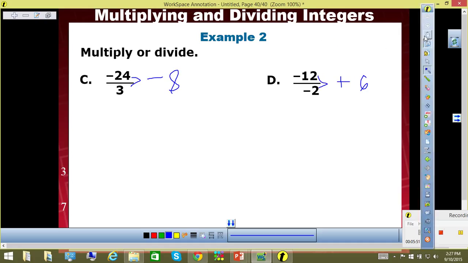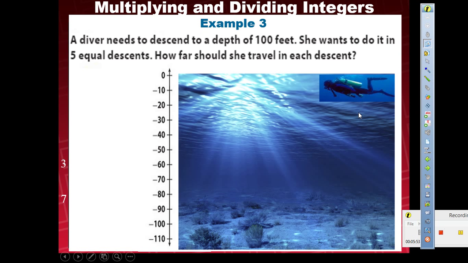Okay, here we go. Copy this example down, please. Example 3. It says, example 3, a diver needs to descend to a depth of 100 feet. She wants to do it in 5 equal descents. How far should she travel in each descent? Copy that, please.